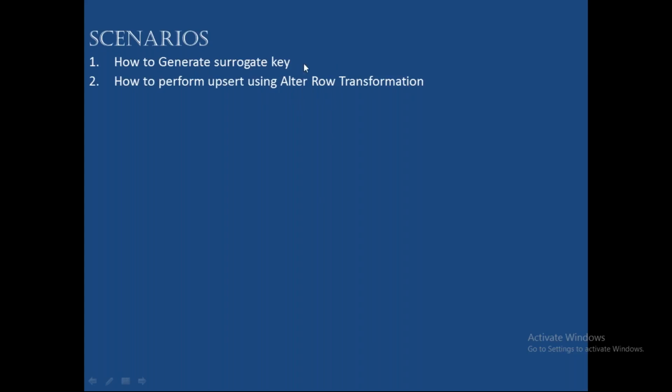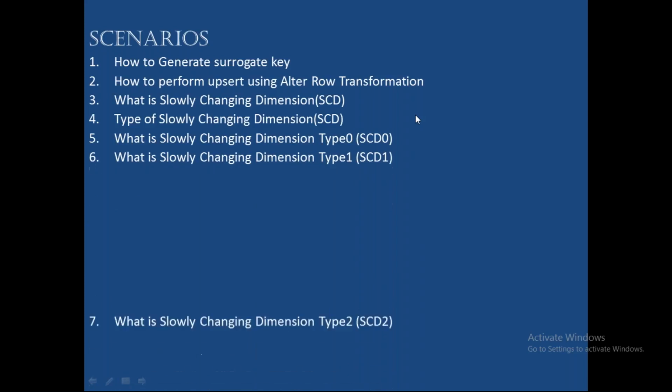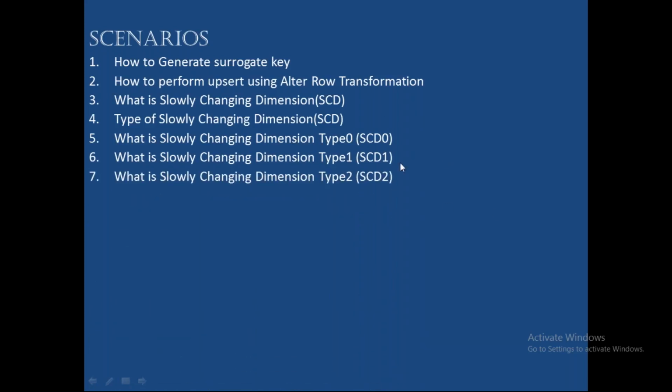Next, how to perform upsert using the alter row transformation. You know already that by using alter row we have performed the upsert. We are going to see again today how you can use the alter row transformation to upsert records, and we are going to talk about the types of SCDs. Then we are going to talk about type 0, type 1, and type 2. These are the 3 important ones, and we have many more SCDs, up to type 6, but we are going to talk about these 3, mainly type 1 and type 2.